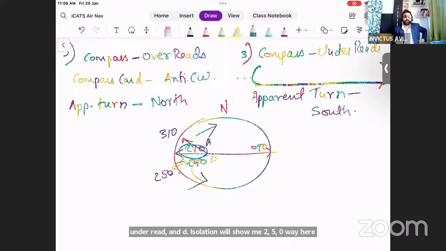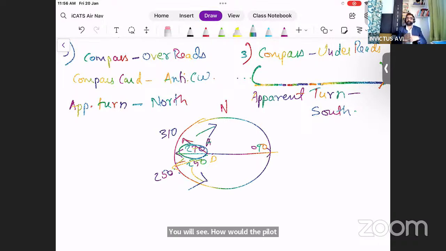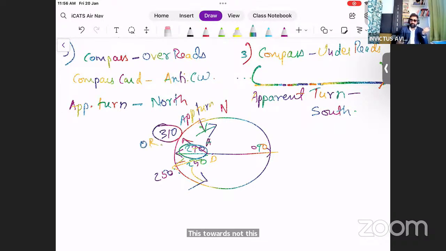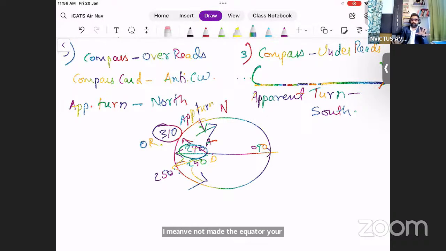So I have to be very careful. So the pilot would choose. In turning errors, you will see how the pilot would choose which heading to be on to stay on that particular required heading. So this is the apparent turn, this towards north. This is overreading. Acceleration, deceleration. Now don't get confused. I've not made the equator here, okay? Otherwise you'll think I made the southern hemisphere. Not made the equator here. Just showing this as an example. We'll say we all are in the northern hemisphere only.